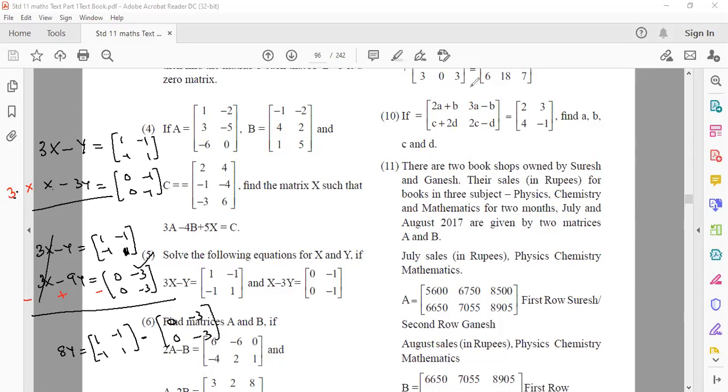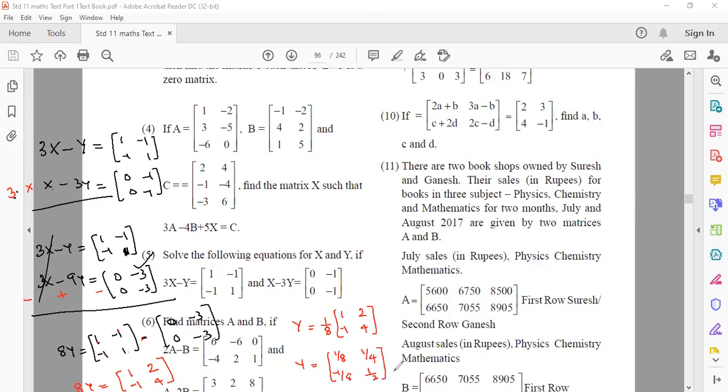I hope you can read it. Use some other color. So 8y will be equal to 1 minus 0 is 1, minus 1 plus 3 is 2, minus 1, 0, and 1 plus 3 will give you 4. So y is equal to 1 upon 8 into [1, 2; -1, 4]. So y is equal to [1 by 8, 1 by 4; -1 by 8, 1 by 2].